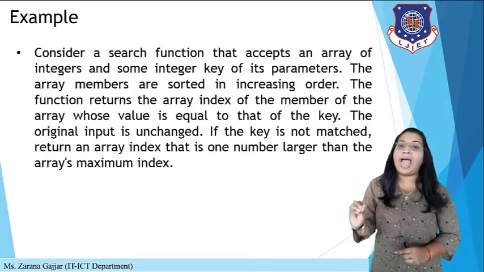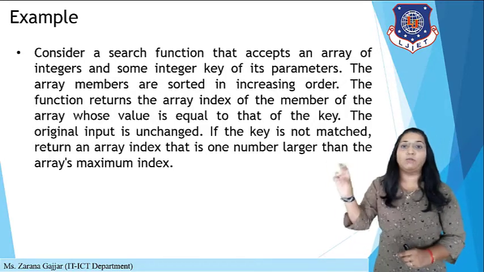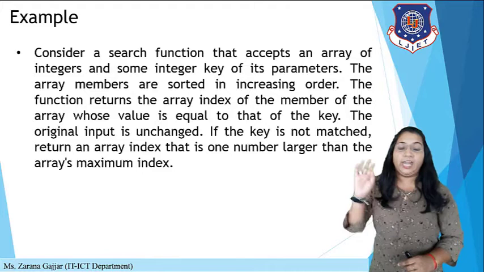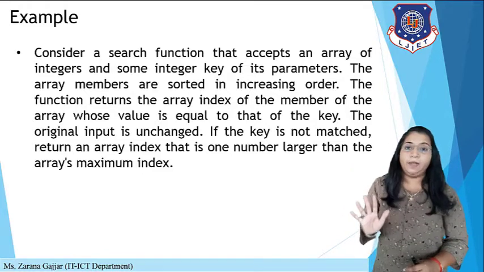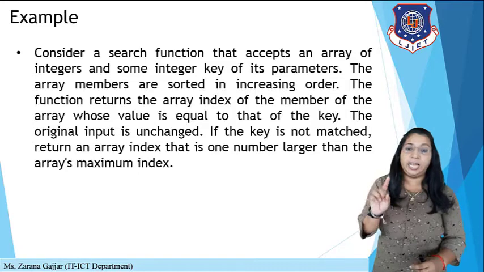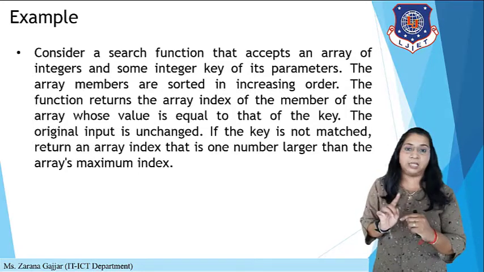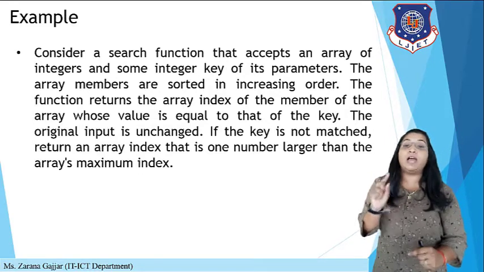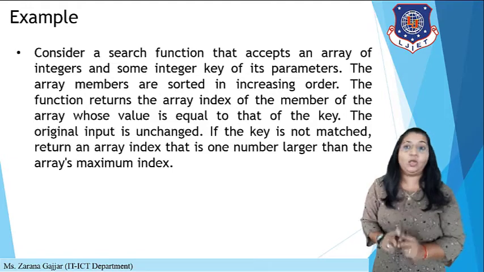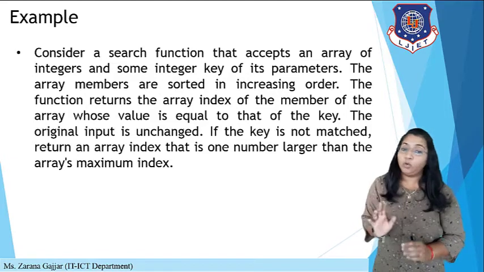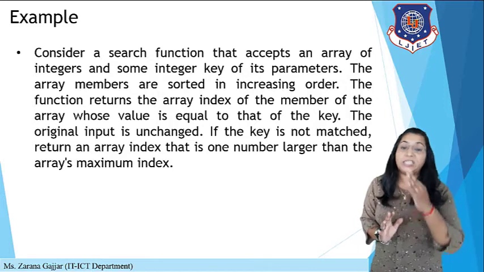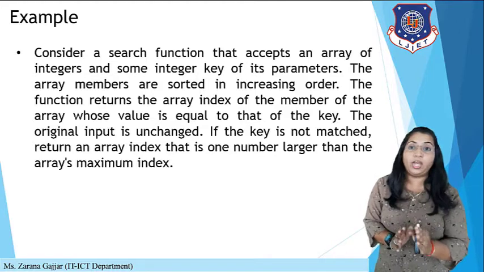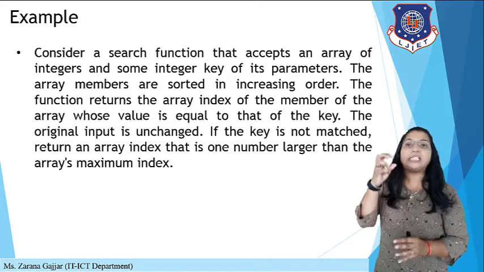Okay, so for example, my array consists of values 1 to 10, starting from 1, 2, 3 and up to 10. Okay, so my index position starts from 0. And if I am searching for the number 5, okay, so 5 is at index position 6. Okay, so it will return me the answer 6. Okay, so the function returns the array index of the member of the array whose value is equal to that of the key. Okay, and the original input is unchanged. You cannot change your input because it is a linear search and the precondition is that your array should be in sorted order. Okay, so the original input is unchanged.